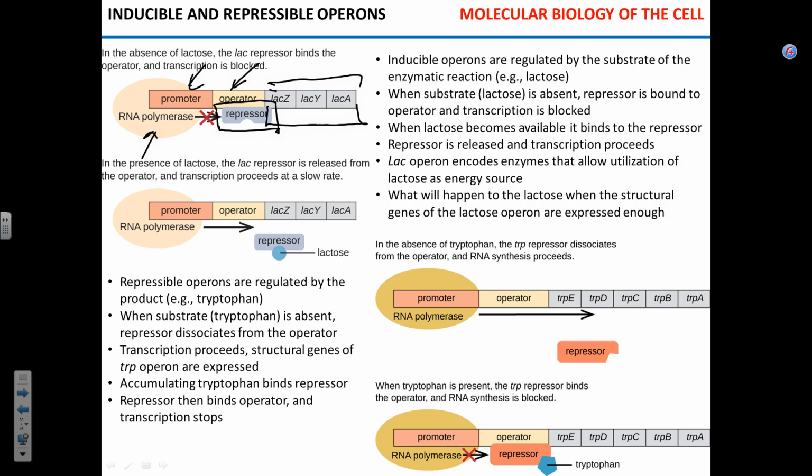Wait a minute. When lactose appears in the environment, it binds to the repressor, and the repressor dissociates from the operator sequence. Repressor is not blocking transcription anymore, and these genes now can be expressed.